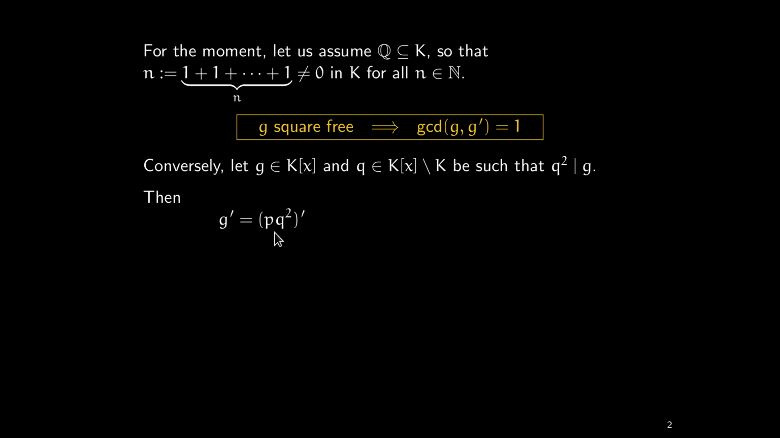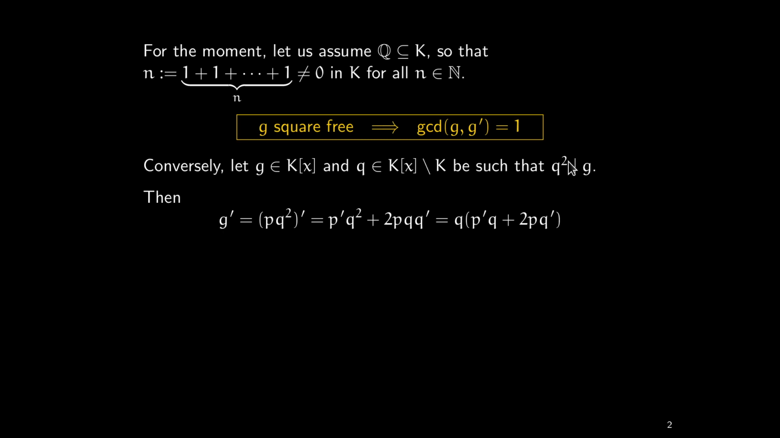The derivative, by the product rule, is the derivative of P times Q square for a certain P. That is just the rest of the factors of G. It may or may not contain Q, but anyhow, if I differentiate it, I get P prime Q square plus 2PQ Q prime, from the derivative of Q square. And then you see that the Q is contained in both summands, so it's contained in the whole thing, and we see that Q divides G prime.